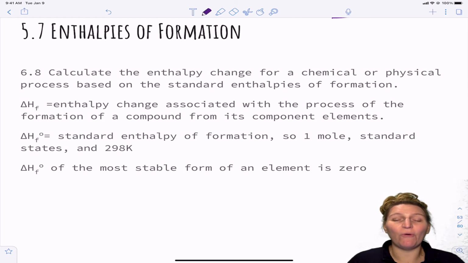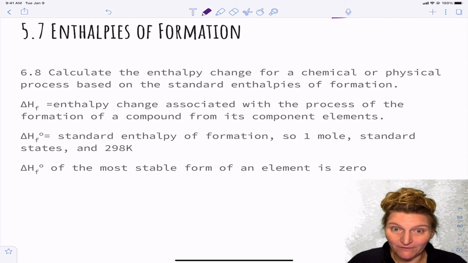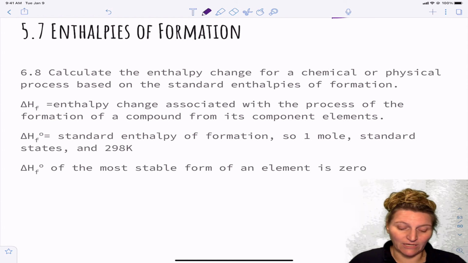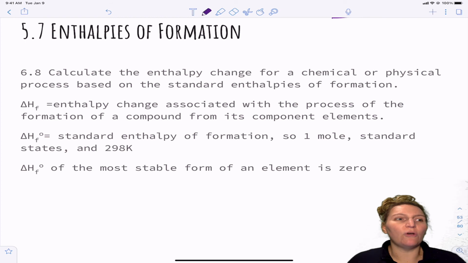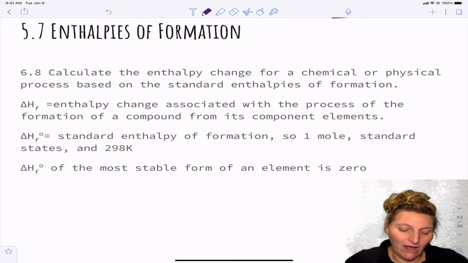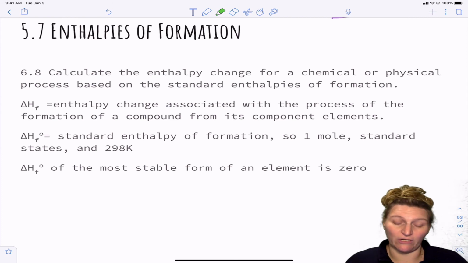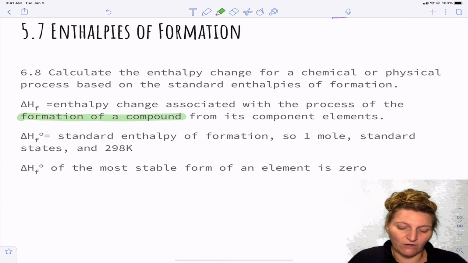Hi. So we're towards the end of the chapter, and 5.7 is yet another way to calculate delta H. This is calculating delta H from something called the enthalpies of formation. So how an enthalpy of formation is defined is literally the formation of that compound from its component elements.